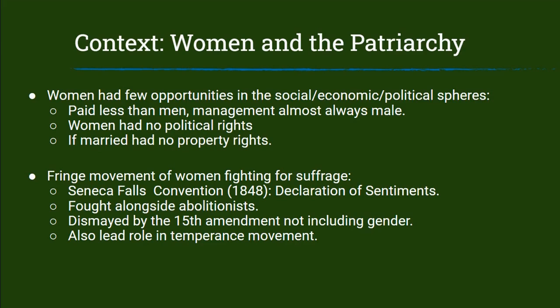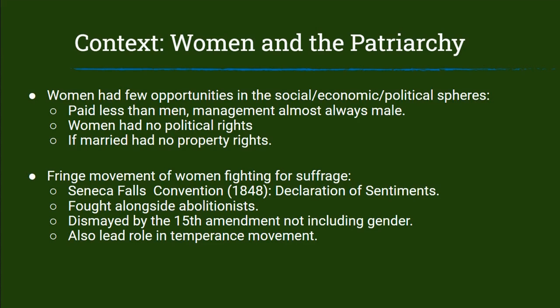The fight for political rights was seen as the first instrumental step for equality. A fringe movement of women fighting for suffrage sprung up in the mid-1800s, with several conventions to discuss the issue. The most famous convention being Seneca Falls, in which the attendees produced the famous document, the Declaration of Sentiments. If you'd like to know more information about that key primary source, I made a video on it that I'll put the link in the video information below.